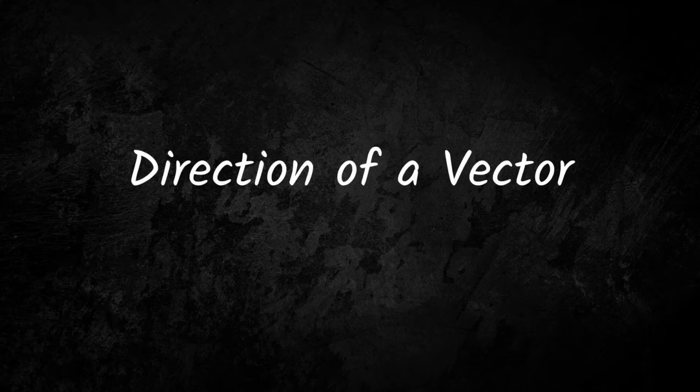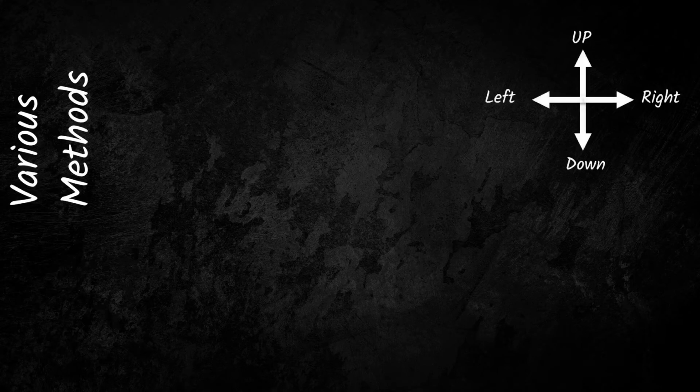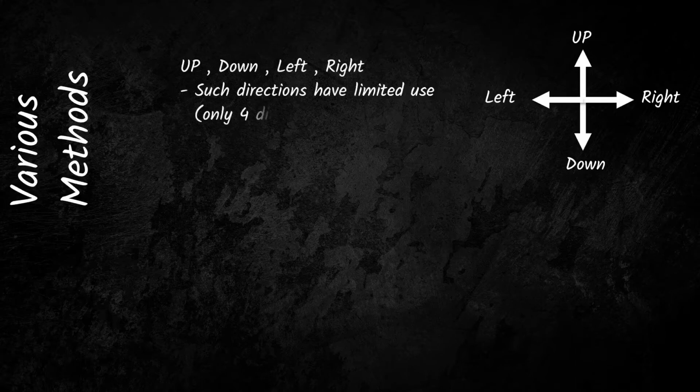Having scaled our vectors in the previous video, in this video we'll discuss how to define a vector's direction. There are various methods that can be used to define a vector's directions, such as up, down, left, right. Well, you can use up, down, left, right to define a vector's directions, but the problem with up, down, left, right is that it has very limited use. Why? Because you have only four directions: up, down, left, and right, just four of them, right?